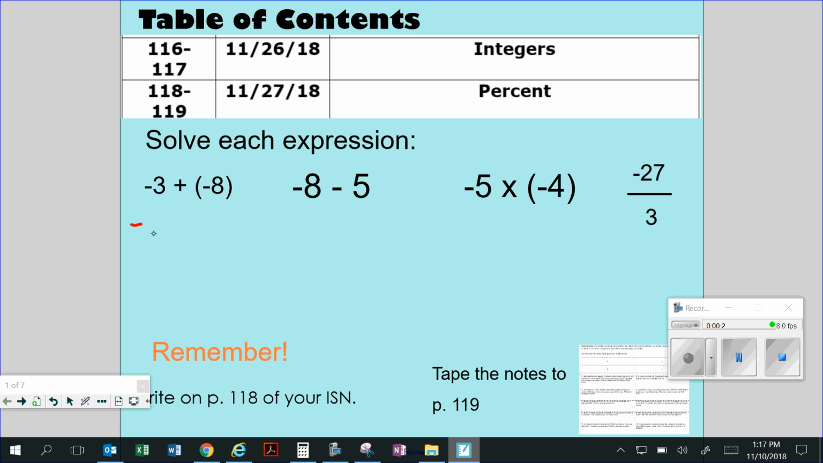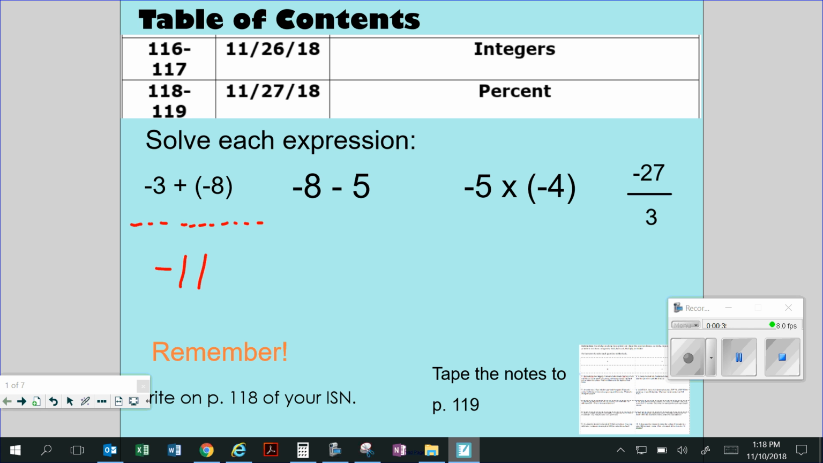So I start with three negatives, and I add eight negatives to this picture. Do you see any zero pairs here? No. So, hold up. How embarrassing. It is negative 11.